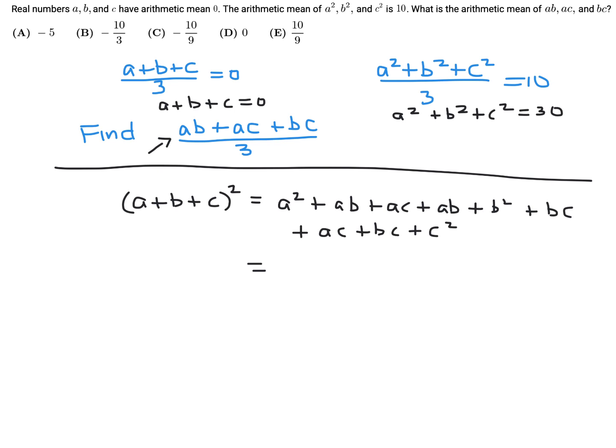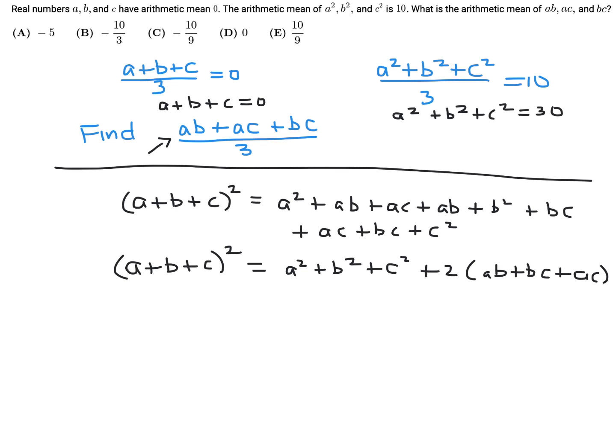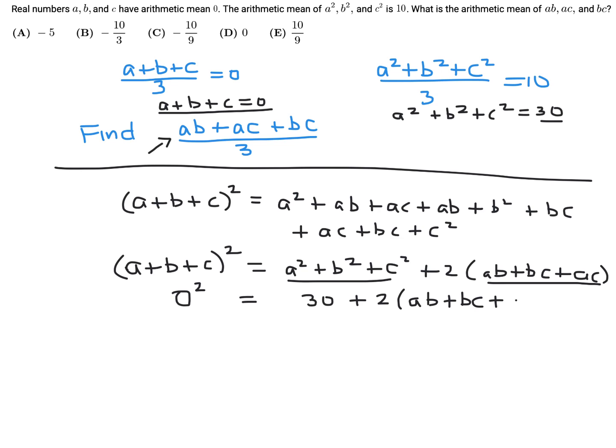And then when you group these, you get A squared plus B squared plus C squared. And then you have plus 2 times AB plus BC plus AC. And this is all A plus B plus C all squared. Okay, and I think we can substitute things in now. This guy is 0, so that's just 0 squared. This guy here is 30. And then this is what we are trying to find. Almost. Not quite. We have to divide through by 3 at the end, but that shouldn't be a problem.